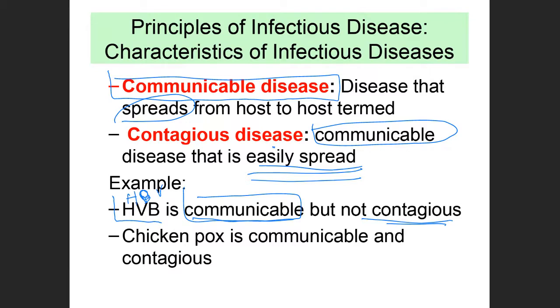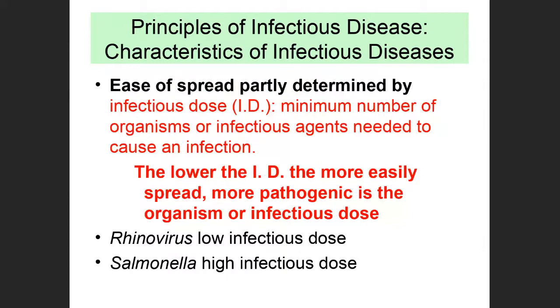Contrast that with chickenpox. Chickenpox is contagious. It is easily communicable. You just have to be close to somebody who has chickenpox, and you may get it. So all it requires is proximity. Okay, so that's the difference. HIV is communicable, but it's not contagious. It's not easily communicable. So that's basically the difference between communicable and contagious. Contagious is communicable, but it's easily communicable.